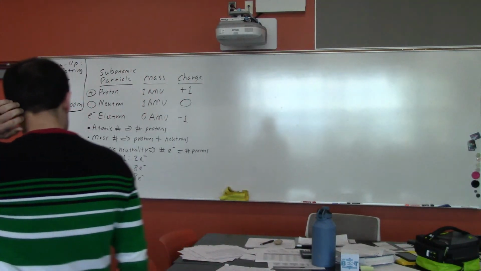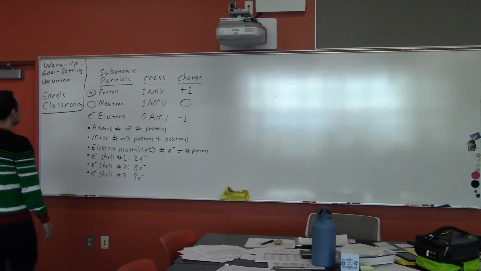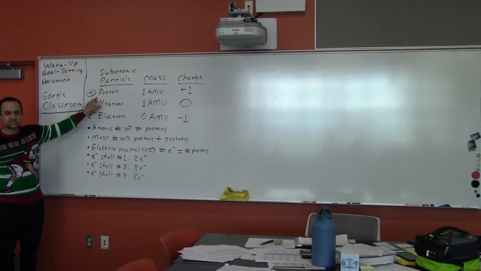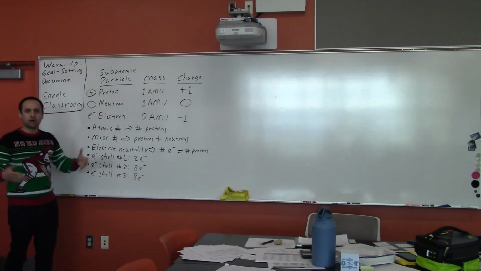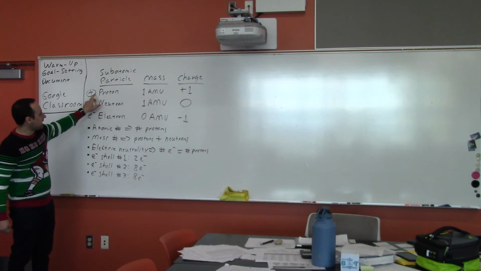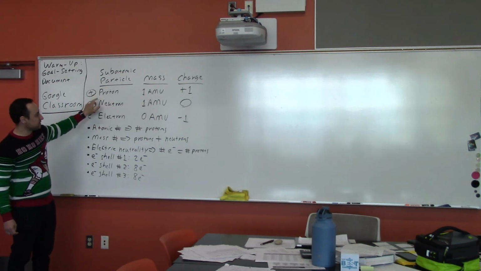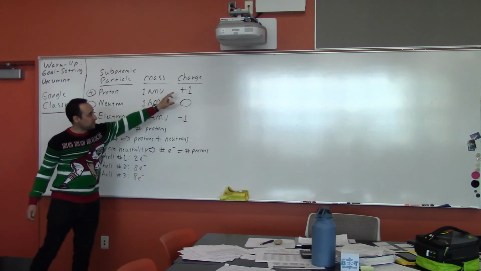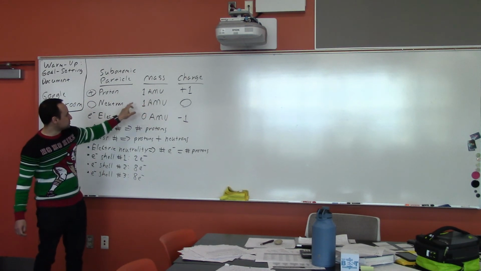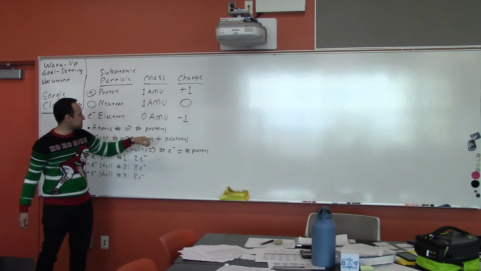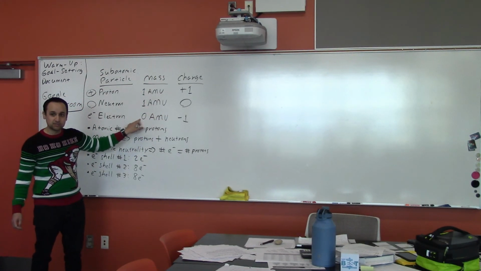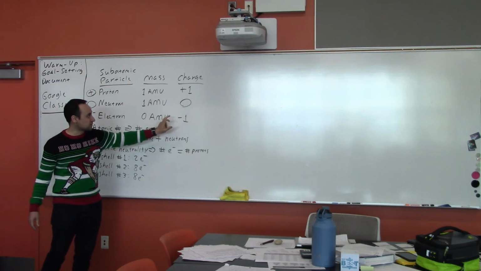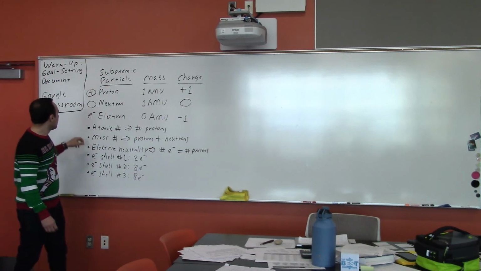Okay, so here's our quiz review. Three subatomic particles make up all of the atoms in the universe. Those subatomic particles are the protons, the neutrons, and the electrons. The protons have a mass of 1 AMU and a charge of +1. The neutrons have a mass of 1 AMU and a charge of 0. The electrons have a mass of 0 AMU as far as a chemist is concerned, and a charge of -1.